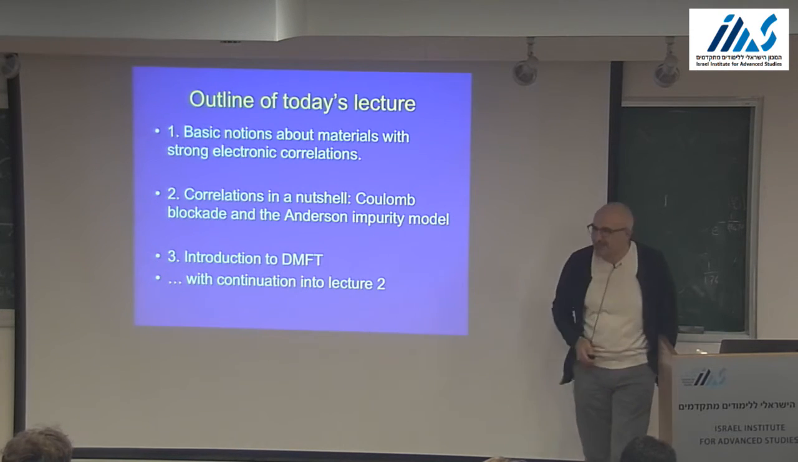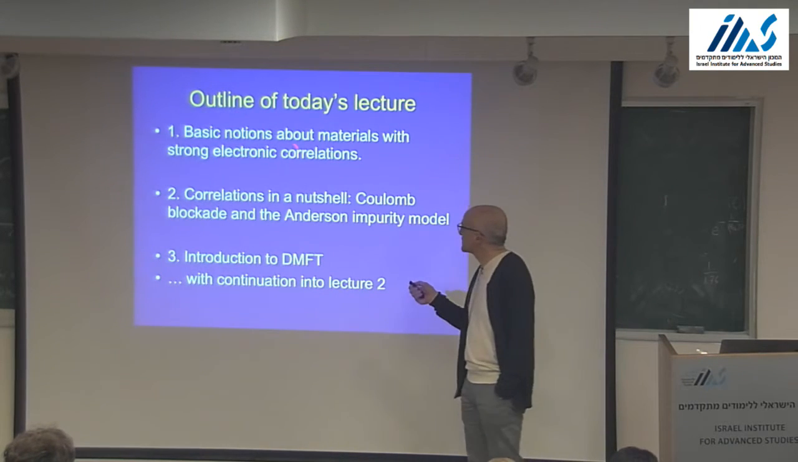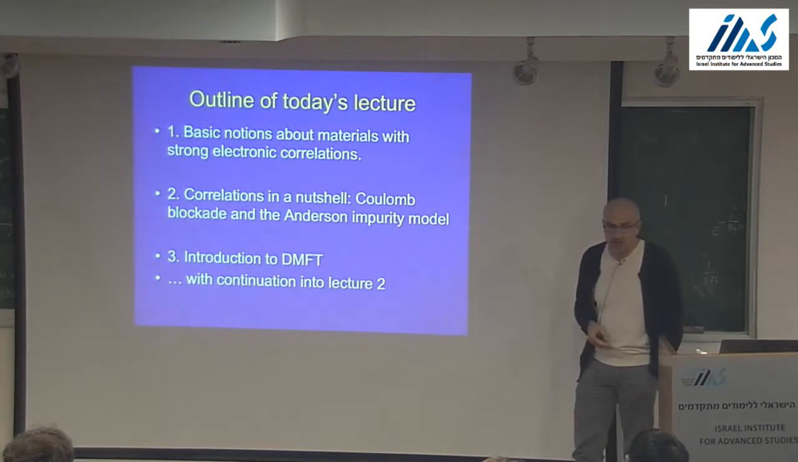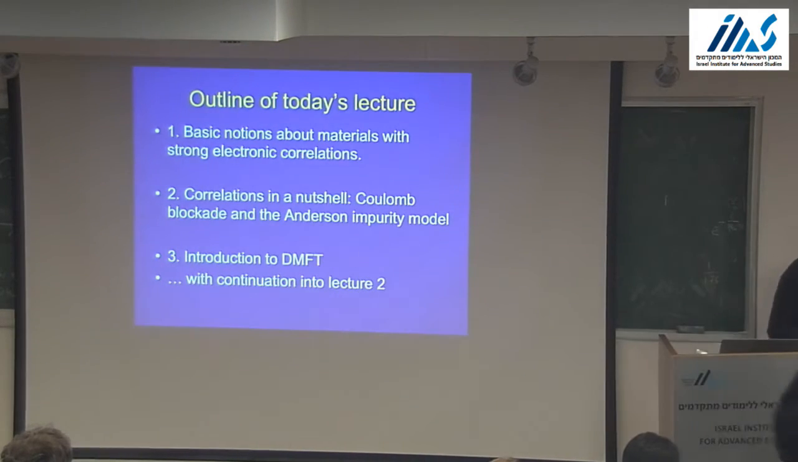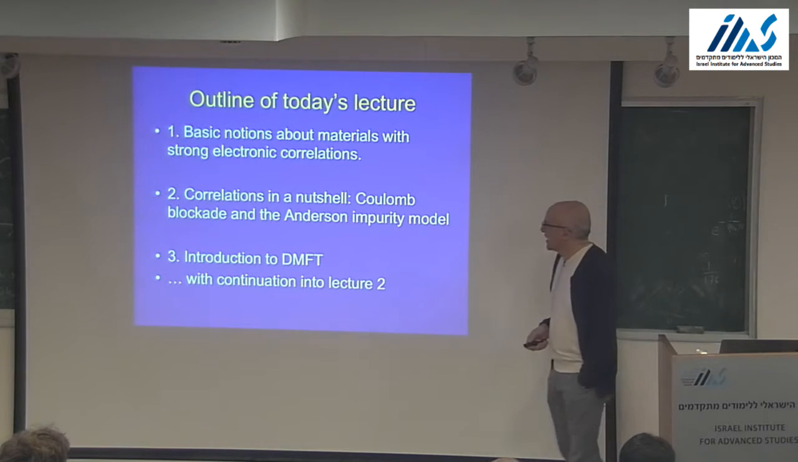Okay, 2/3. So the first third would be to give you some basic notions about materials with strong electronic correlations. In particular, I want to emphasize the fact that these materials are often multi-orbital materials, and we've heard the word orbitals many times. I want to come back on that.